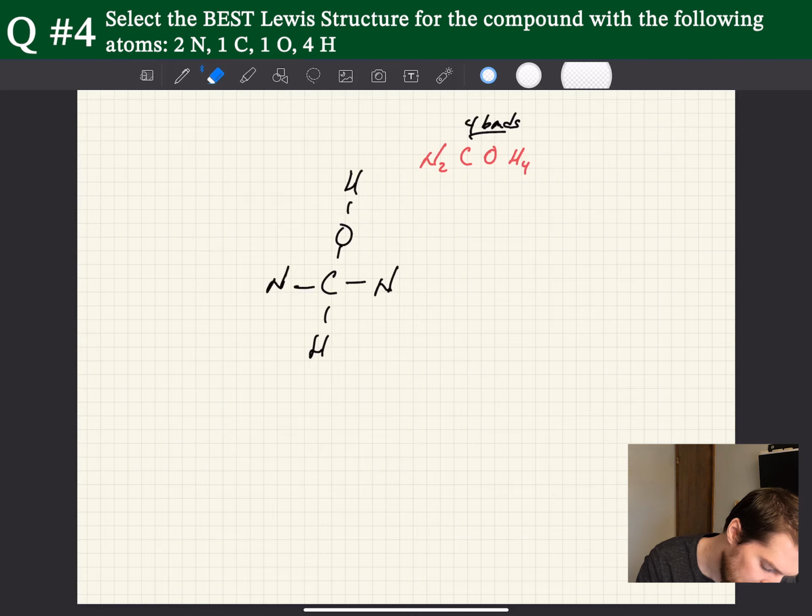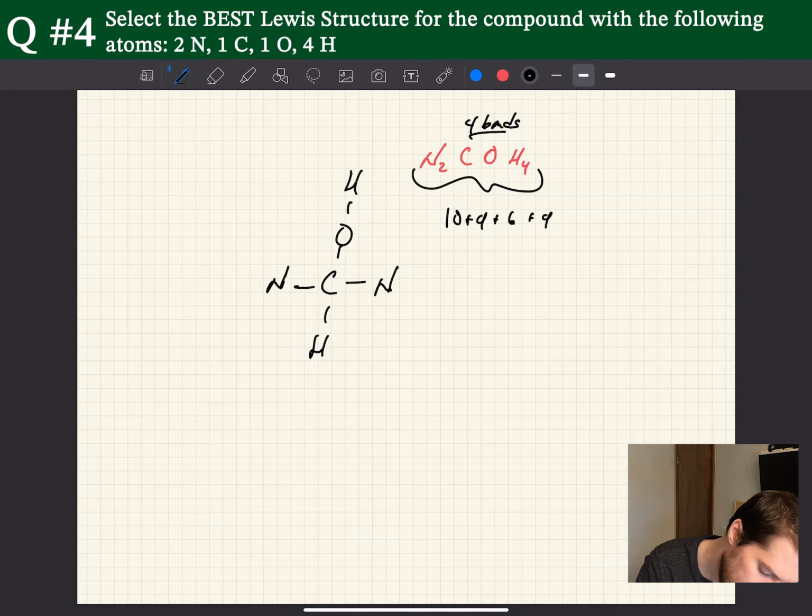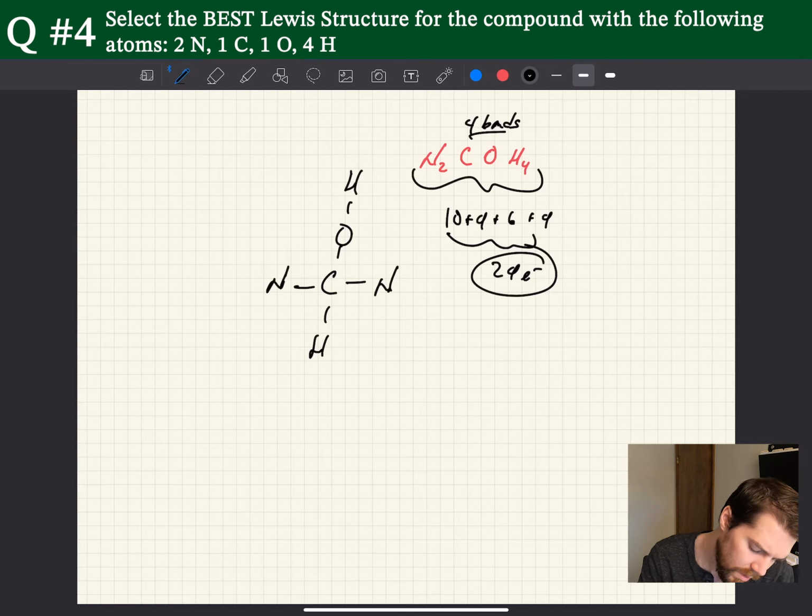All right, so this is our skeleton structure. I'm just going to be putting this together. Really, I should count all our electrons. So this is 5 times 2, so that's 10 plus 4 plus 6 plus 4. So 10, 10, so this is 24 electrons total. So that's good to know. We need to know that.